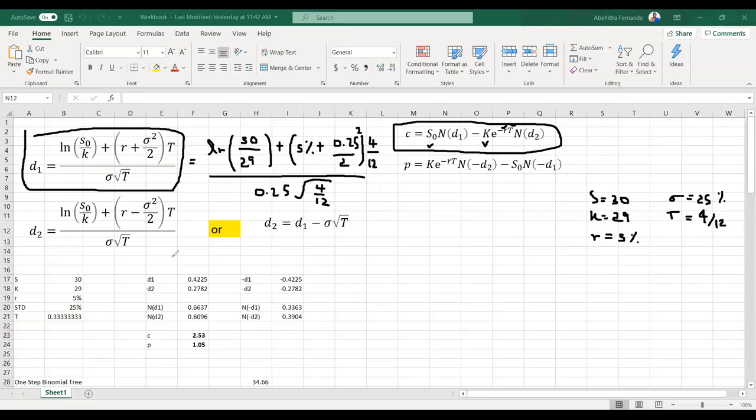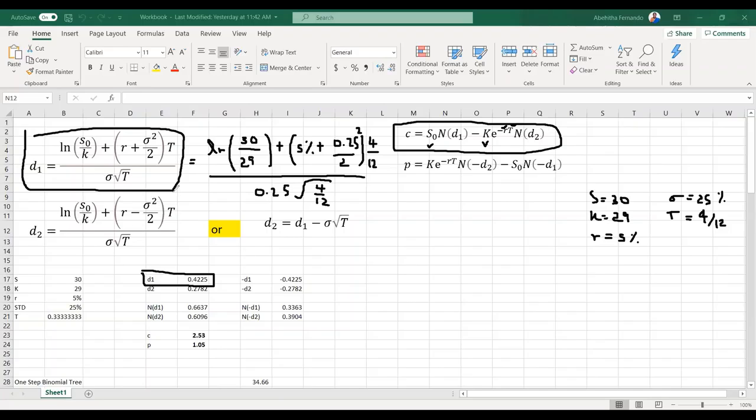So calculate and see, when you solve this, you should get this value. So you should get 0.4225. Check the answers, right? So that will be D1. D1 will be 0.4225. Then the value of D2 will be how much?